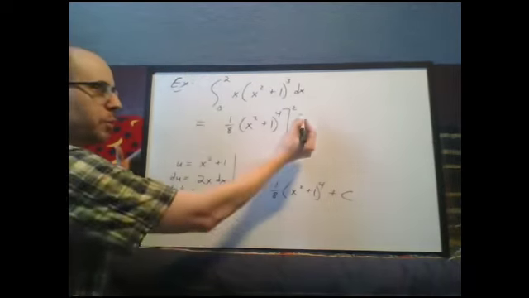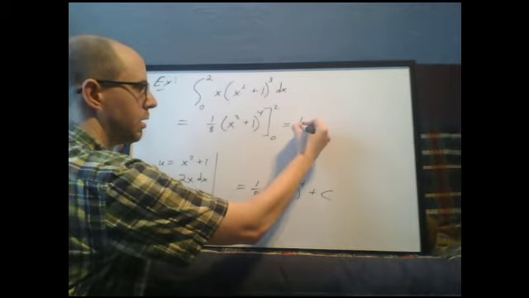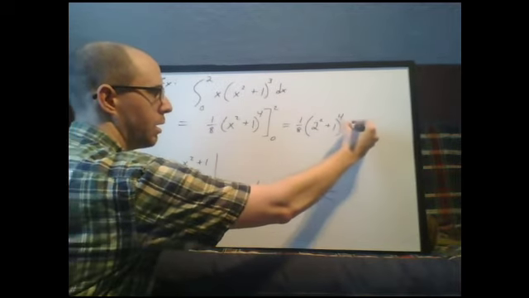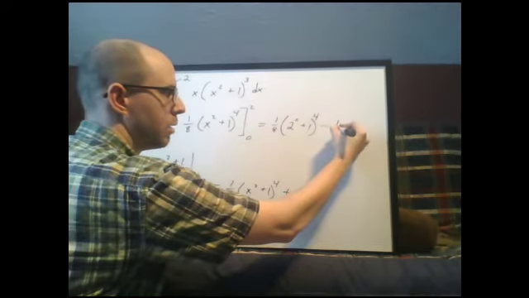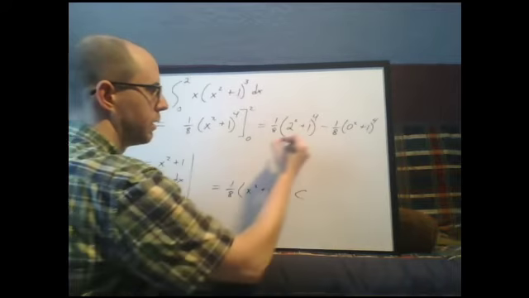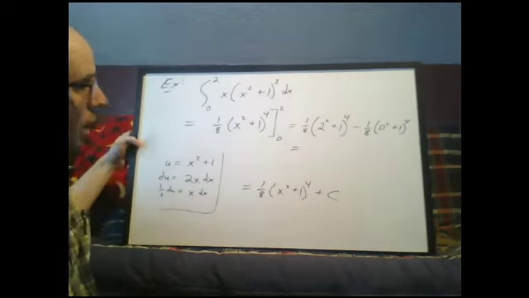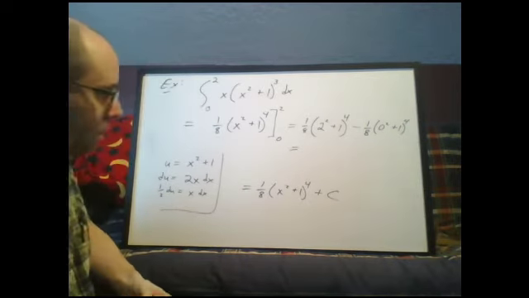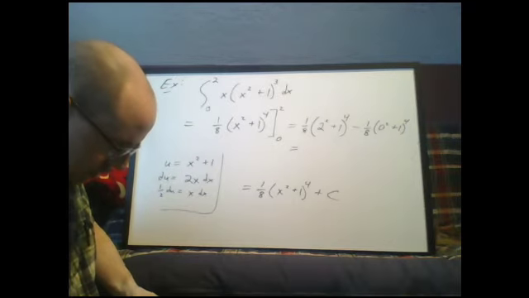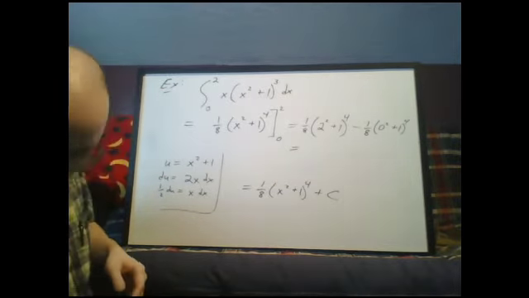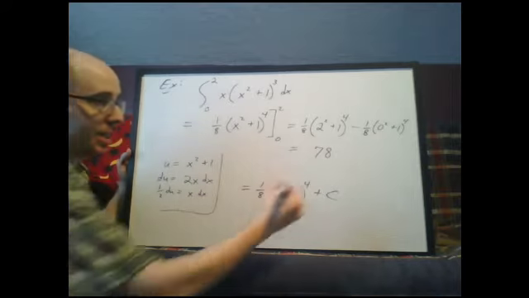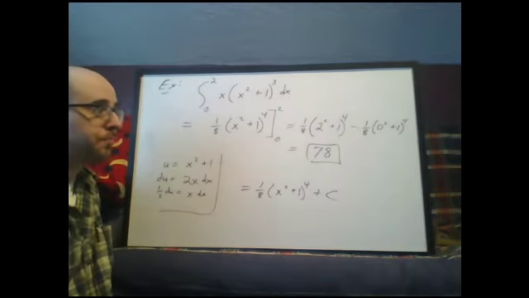Now I plug in 2 to this. That's 2 squared plus 1 to the 4th minus 1/8. Now I plug in 0. That's 0 squared plus 1 to the 4th. And let's double check this. You work this out, you should get 78. So that is the answer. Unless I made a mistake, but that's the answer.